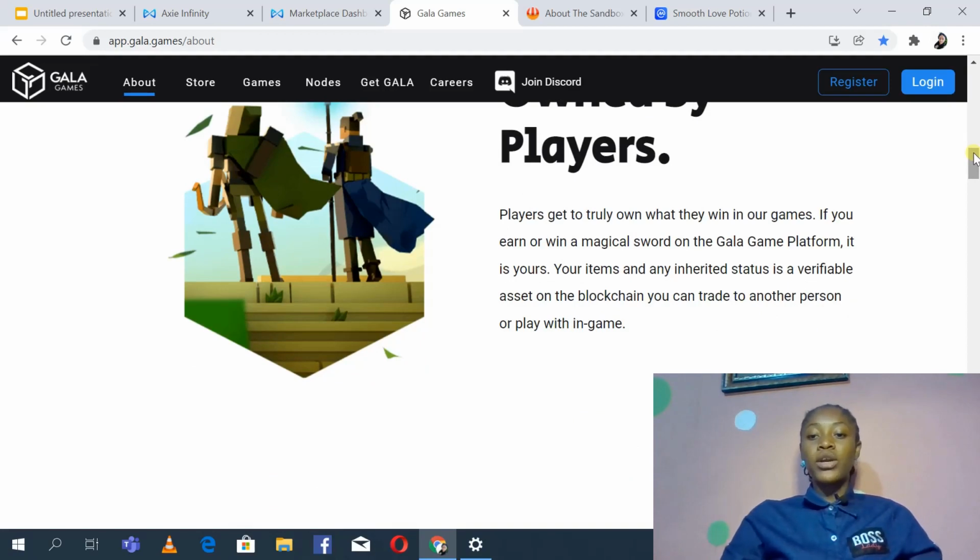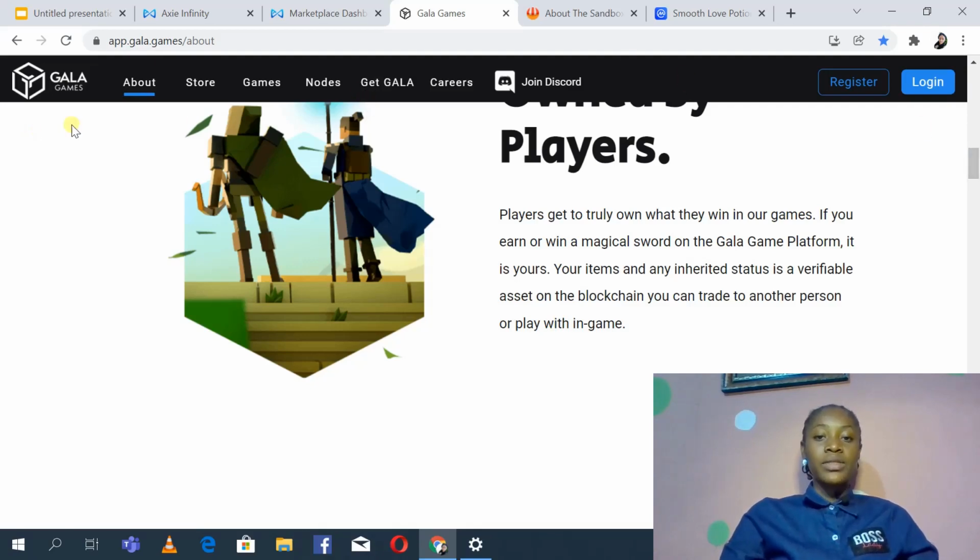Players get to truly own what they win in our games. If you earn or win a magical sword on the Gala game platform, it is yours. Your item and any inherited status is a verifiable asset on the blockchain, which you can trade to another person or play within the game.